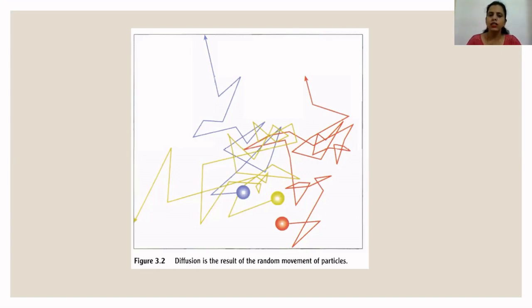So for diffusion, we don't always require a membrane. A semi-permeable membrane can or cannot be present. It depends on where diffusion is taking place. If diffusion is taking place around us in our natural surrounding, then no semi-permeable membrane is present. But when diffusion is taking place inside the living organism's body, inside a cell, there a semi-permeable membrane is present.